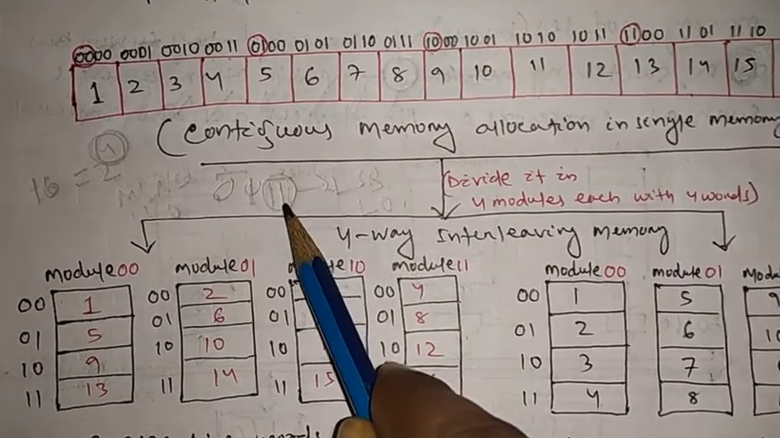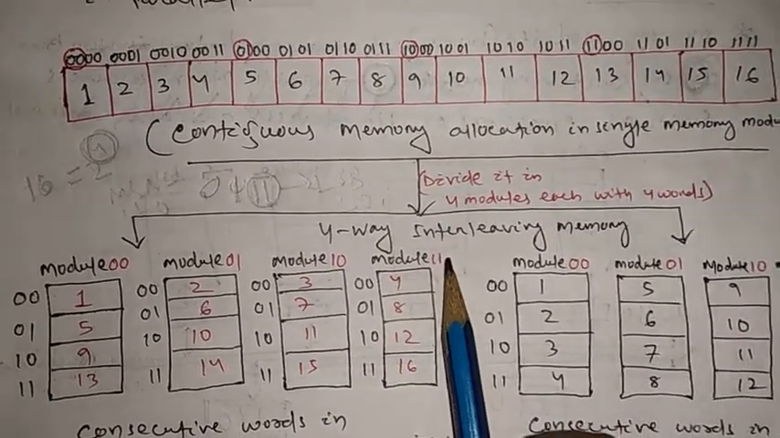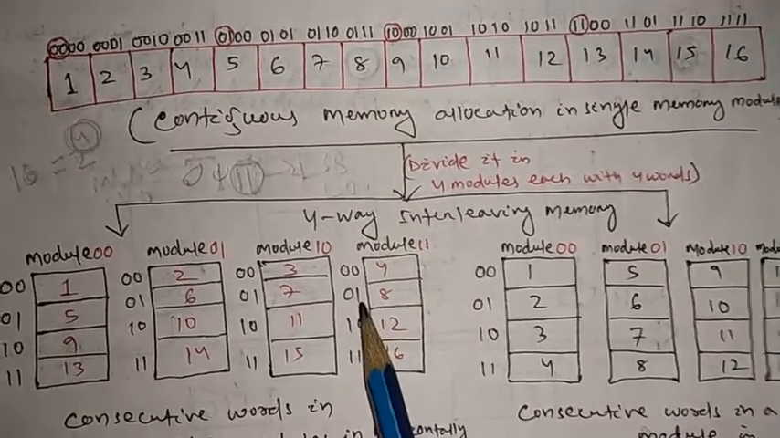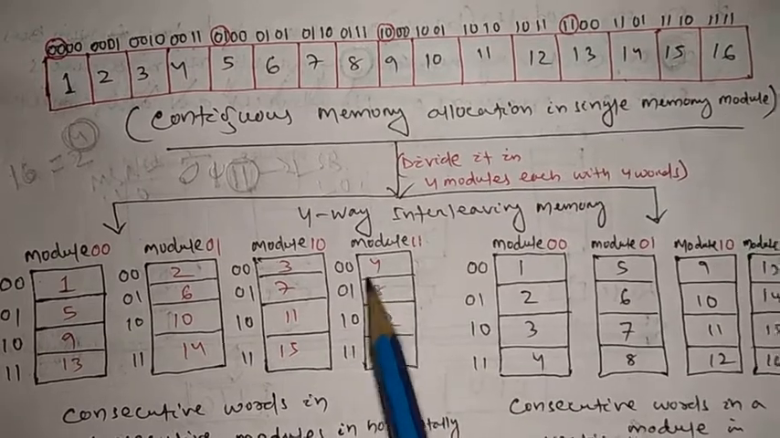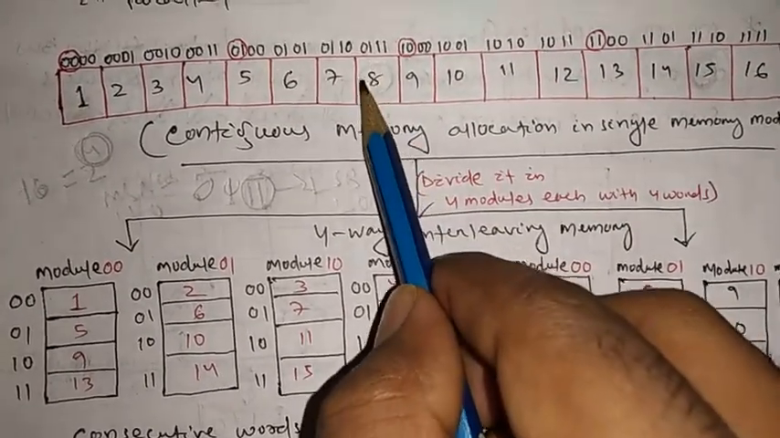So 11 means module 11. Look, this is module 11. So in module 11, in which place is the value present? The 01 place. So look, the 01 place, this is the data 8. Are you getting me? Look, this is the data 8.